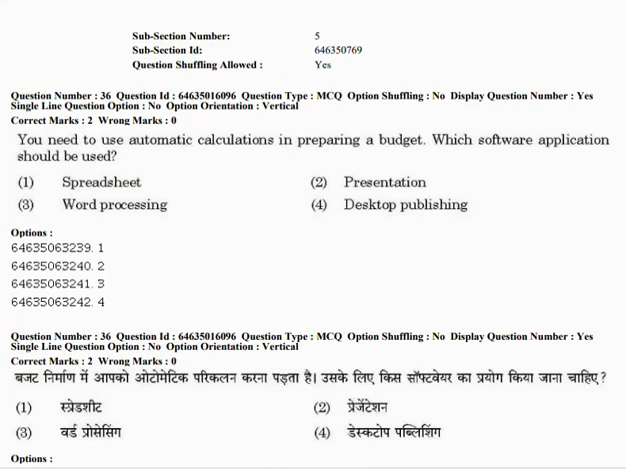36. You need to use automatic calculation in preparing a budget. Which software application should be used? Spreadsheet, presentation, word processing and desktop publishing. Spreadsheet will be the correct answer.